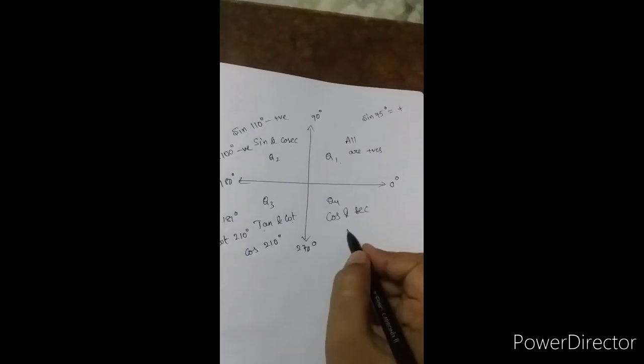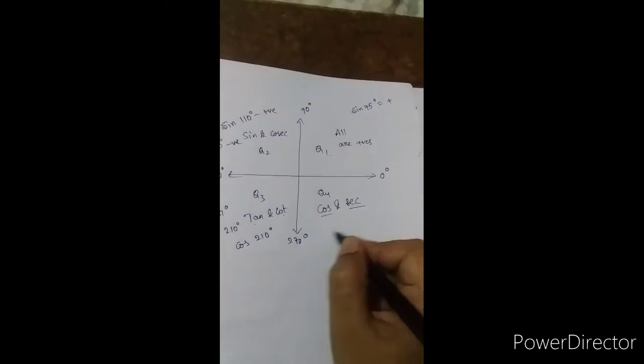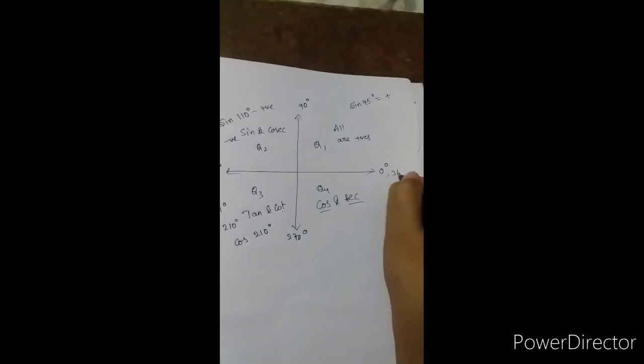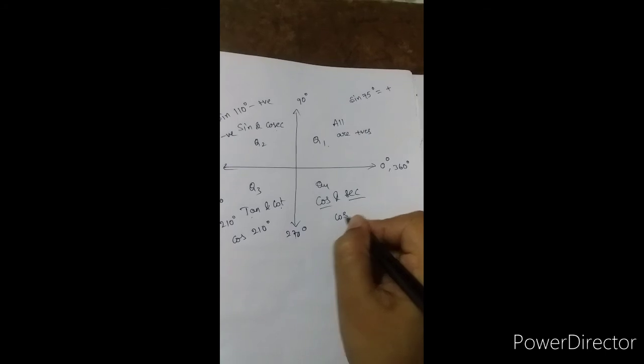Okay. In quadrant 4 only cos and secant are positives, and quadrant 4 consists of 270 to 360 degrees. So that means cos 290 degrees is positive, secant 300 degrees is positive, but sine 310 degrees is negative.